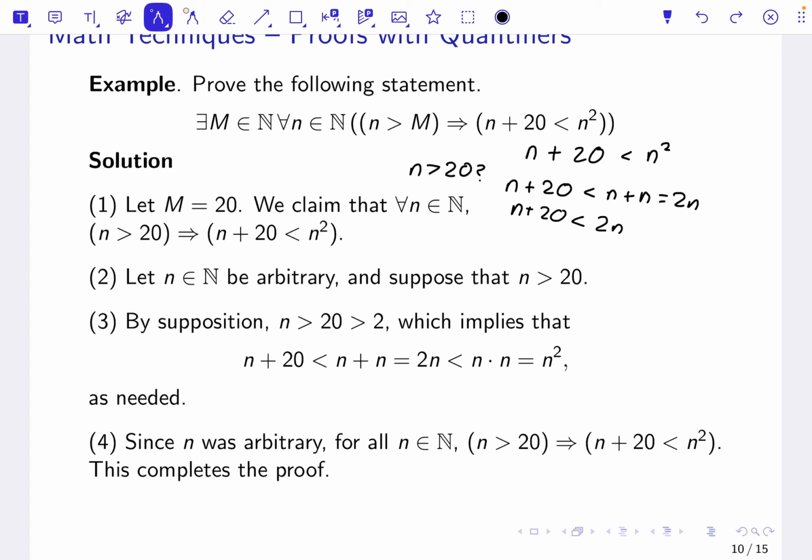So now we have n is greater than 20 and also greater than 2, which allows us to do the thing that I talked about earlier. Basically, starting from the expression that's on the left of the inequality, and then just doing algebra on it to arrive at the other side of the inequality.